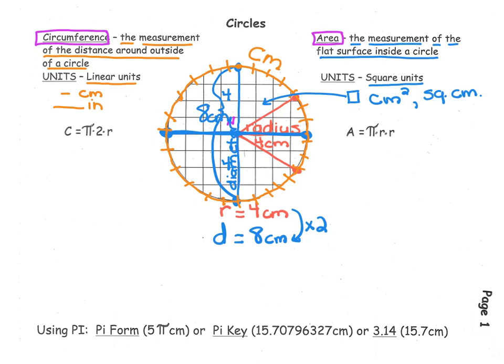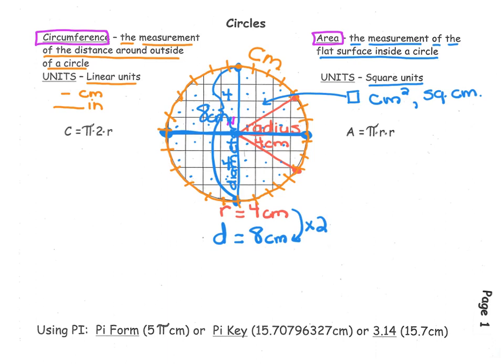You can see the flat surface within this circle is covered with square centimeters. And we're going to calculate how many square centimeters it takes to cover the flat surface inside this particular circle. That is a measurement of area. We're going to use two different formulas to calculate each of those measurements.